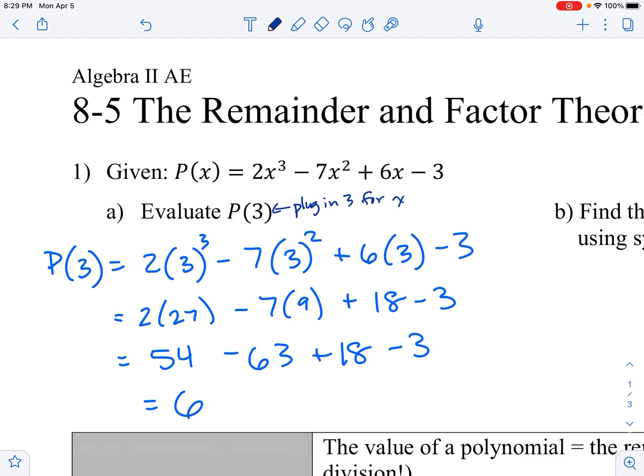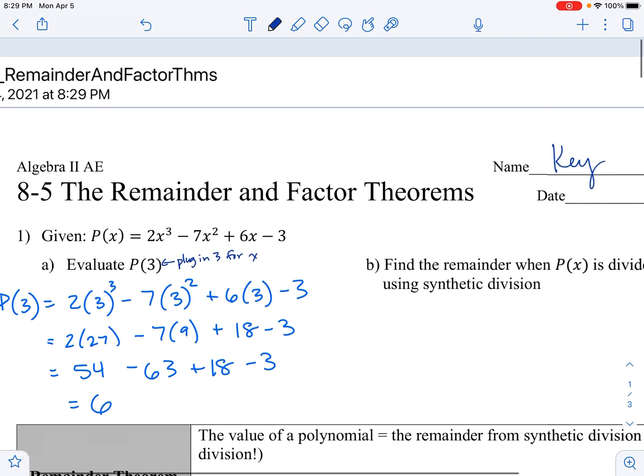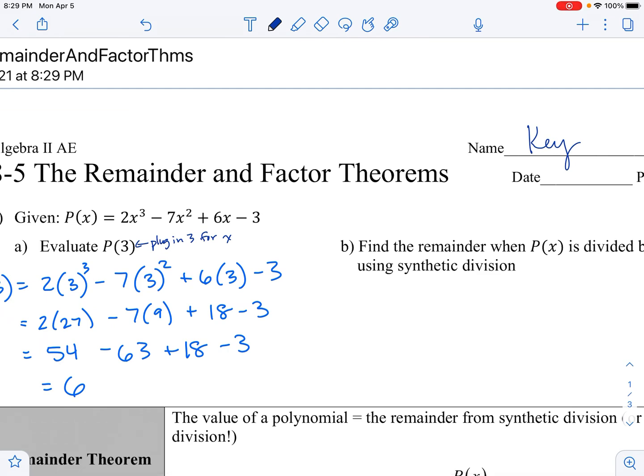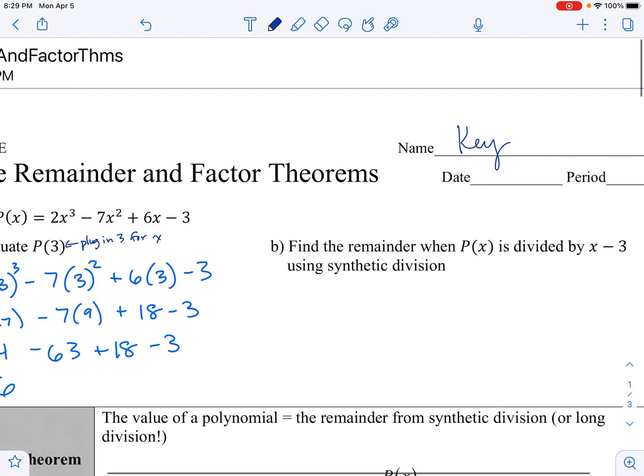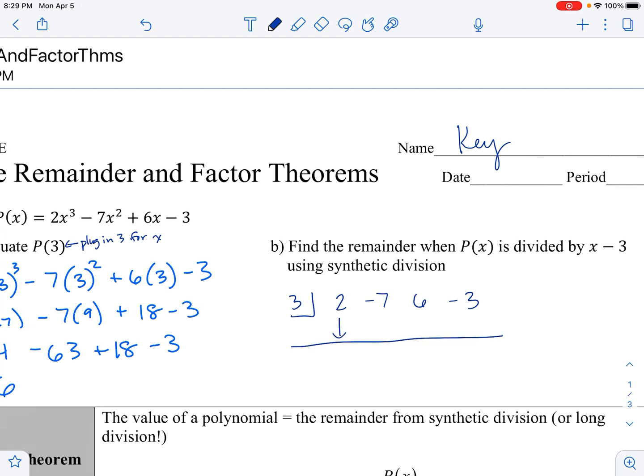We're going to do something that feels a little bit different, and then we're going to see how they're linked together. We are going to divide our polynomial over on the left there by x minus 3. I'm going to use synthetic division. So I'm going to have 2, -7, 6, and -3. In my box is going to be 3. And I'll just go through my steps here. Bring down my 2, multiply, add, multiply, add, multiply, and add. And I get my remainder.